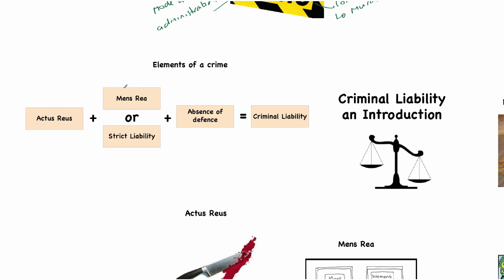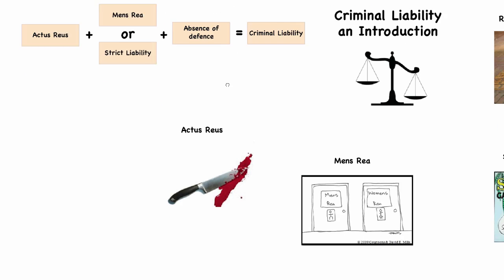Now, these two Latin terms I'm sure will be new to you, so don't worry too much about that. We're going to talk about those in a second. And I'm not necessarily going to talk too much about the absence of a defence in this lecture, but just be aware that in terms of our equation, if somebody has a defence, it perhaps renders criminal liability void. So let's have a look at these in turn, and let's start with actus reus.